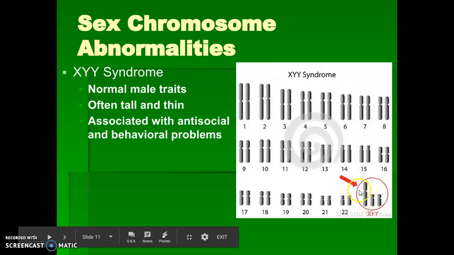XYY syndrome would be hanging out right here. These guys are classified as males, and they are often tall and thin, and then generally have some antisocial or behavioral problems.